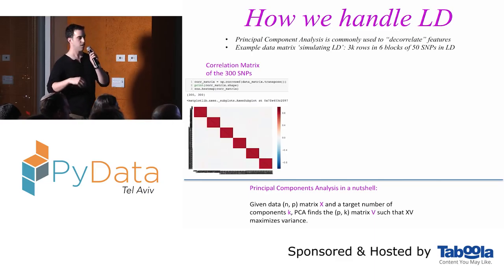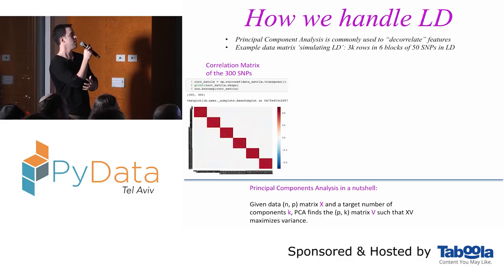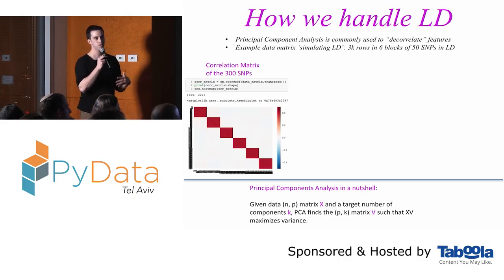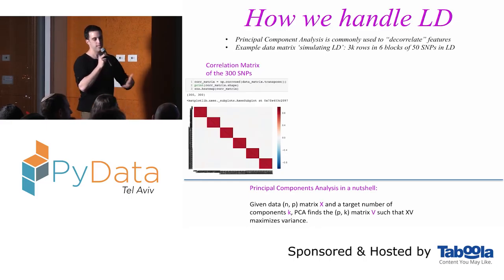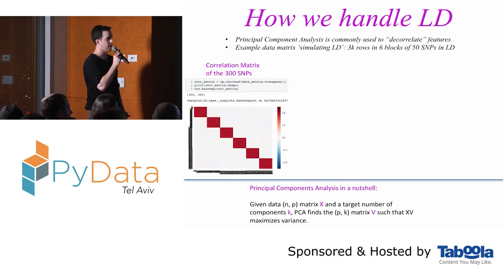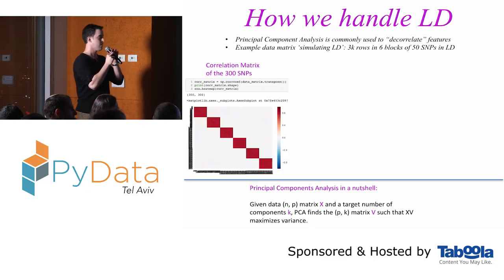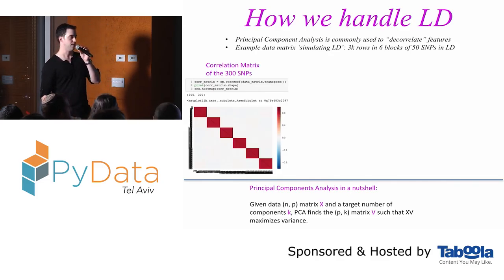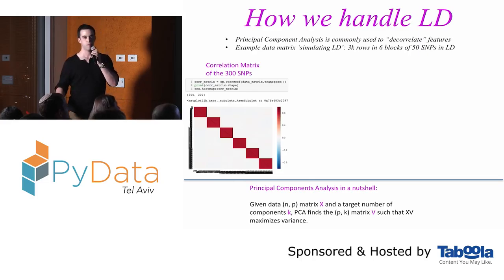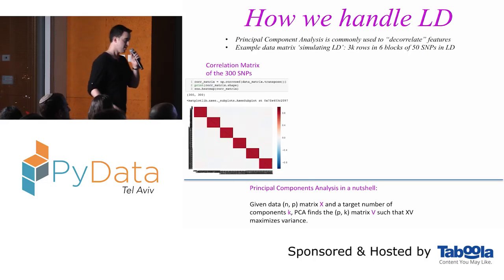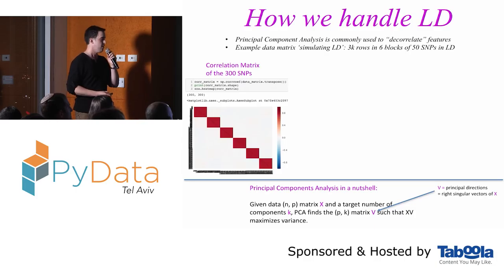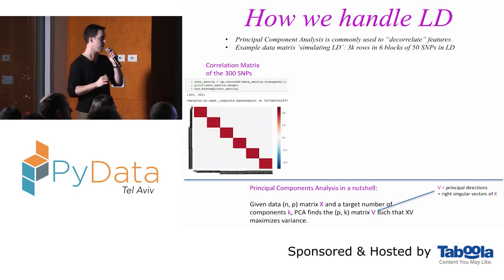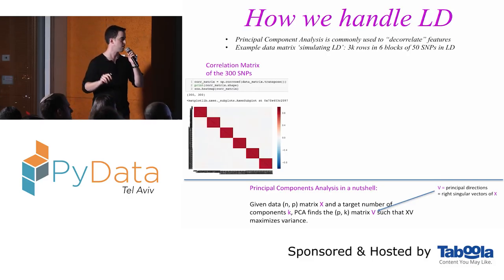Before we talk about what PCA will do, let's quickly recap what PCA does in a nutshell. If you have a data matrix X of n by p, so n examples and p features, and the target number of components, that's the number of features you want at the end, PCA can find the p by k matrix, we'll call it V, such that when you apply V to X, it maximizes variance. The key here, of course, is that k should be much less than p in order to reduce dimensionality, and that will preserve the most information. V is called the matrix of principal directions, and they happen to be the right singular vectors of X, but that's not important for us.